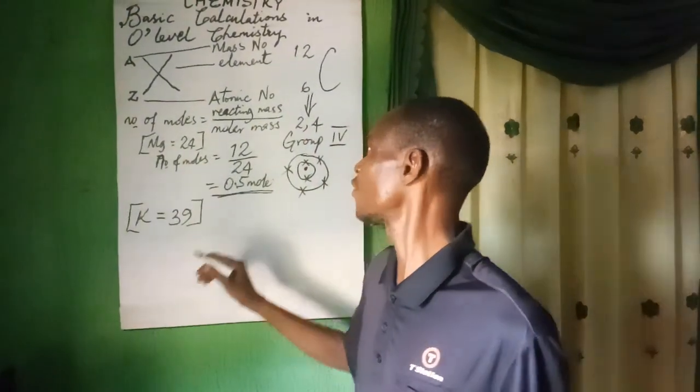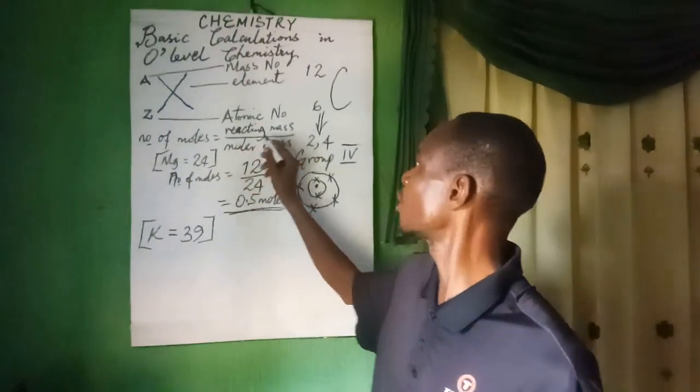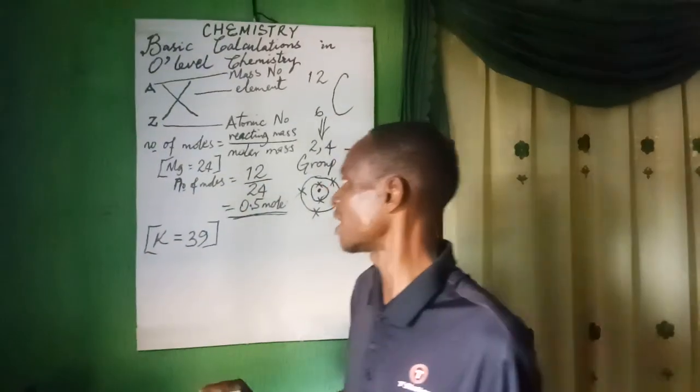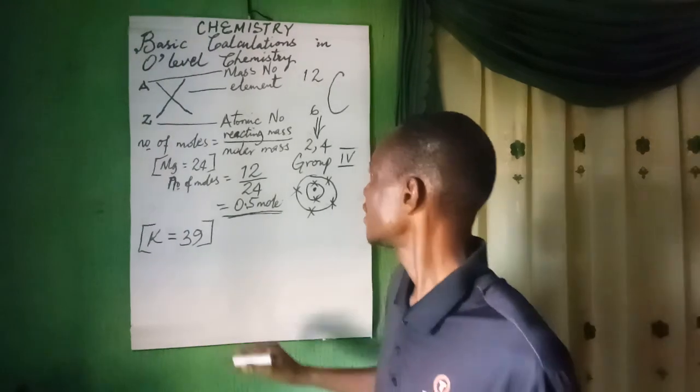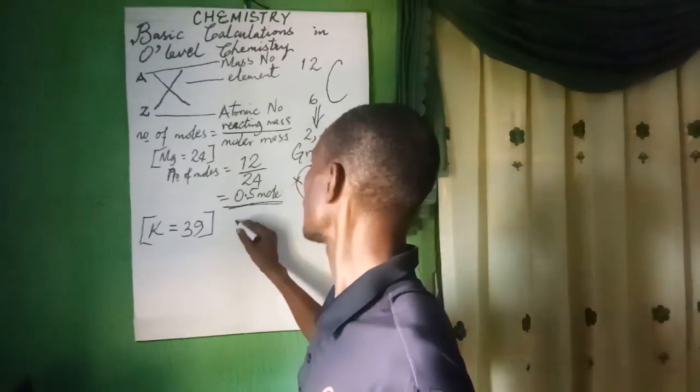So going by our formula, number of moles equals reacting mass all over molar mass, the question wants us to find the mass. In other words, we are going to say number of moles.